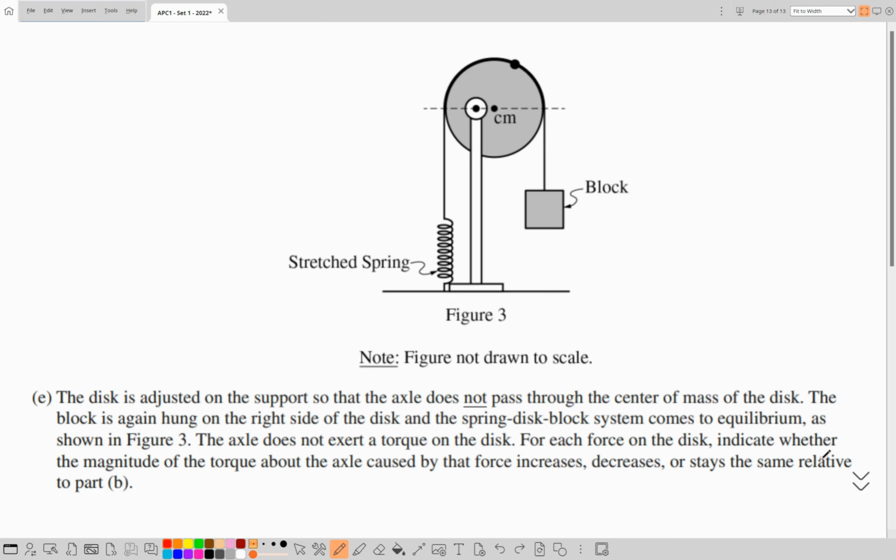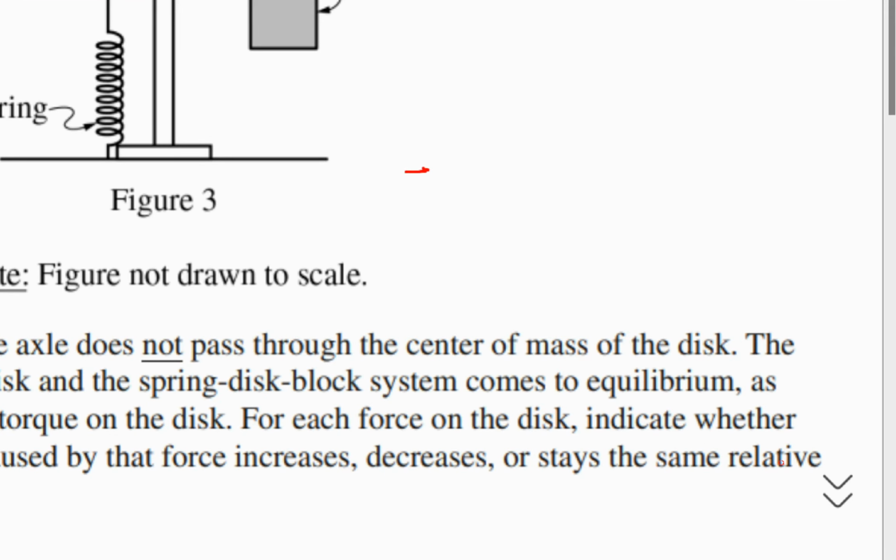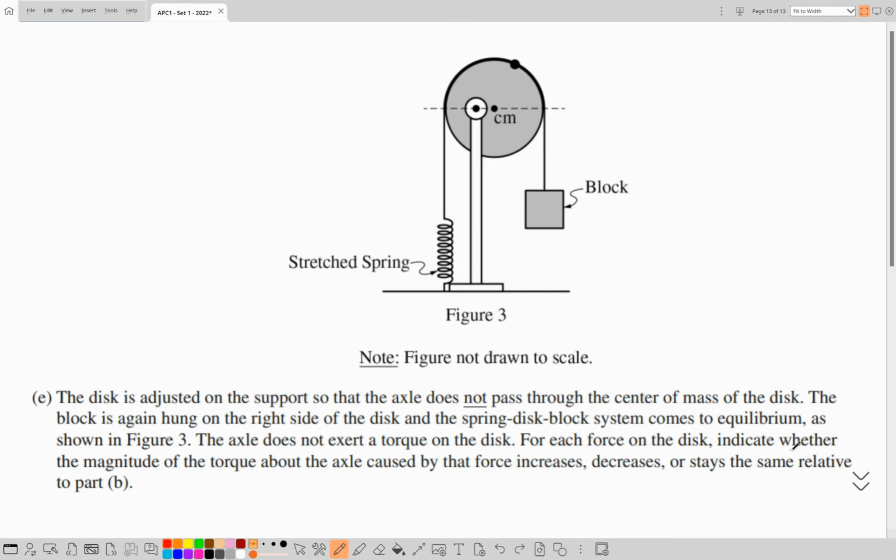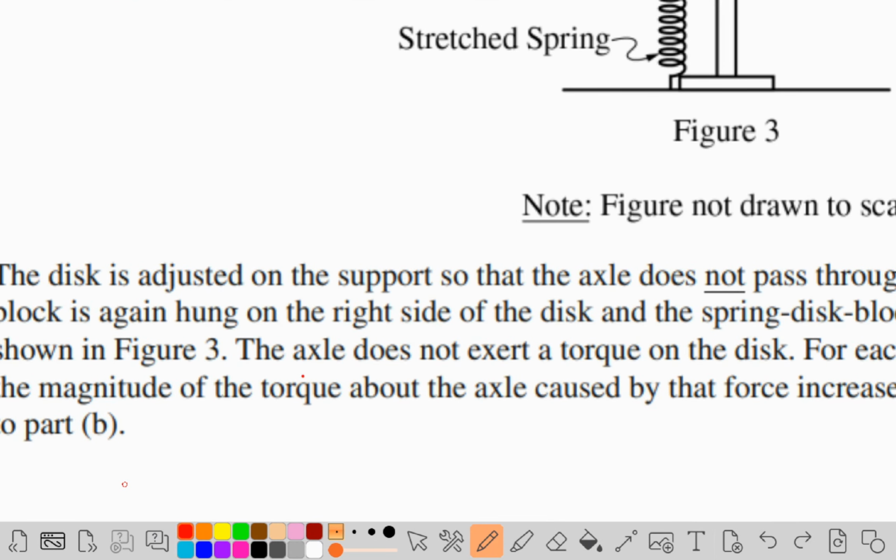For each force on the disk, we're talking about which forces. We're talking about the force of gravity, we're talking about the force provided by the tension, and we're talking about the force provided by the spring. Indicate whether the magnitude of the torque about the axle caused by that force increases, decreases, or stays the same relative to part B. Alright, now since we're interested in the magnitude of the torque, remember that the torque is basically force times distance times cosine of the angle.